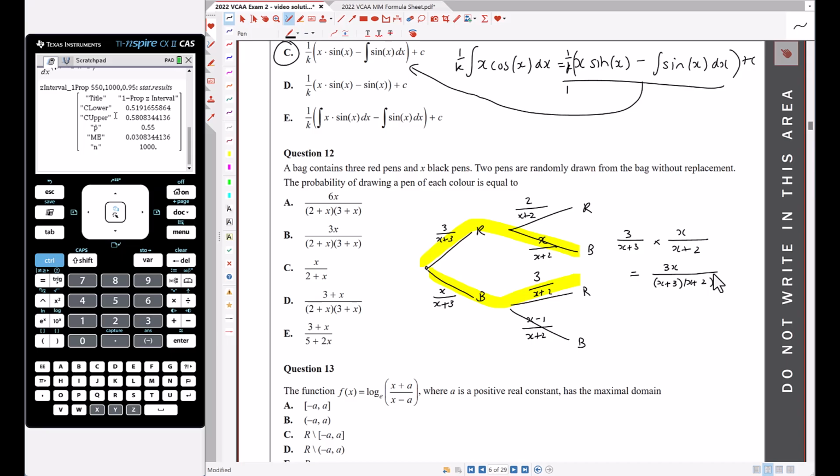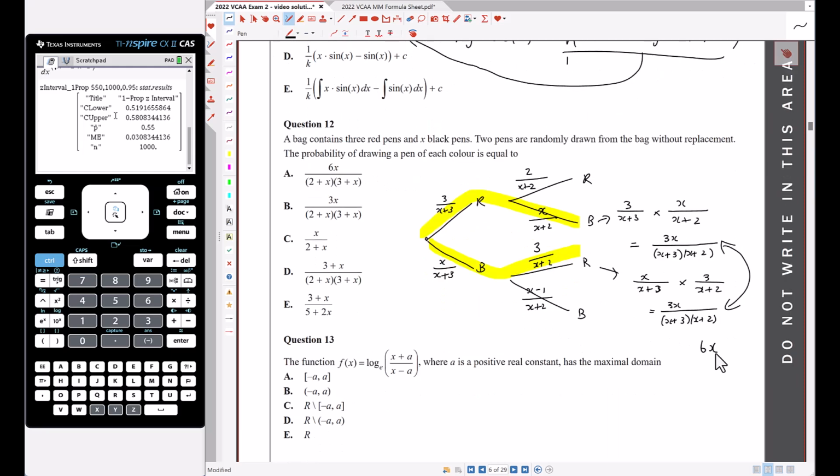Okay, so that's this probability, and then this one here will be X on X plus 3 times 3 on X plus 2, so it's actually going to give us the same thing, 3X on X plus 3 times X plus 2. And so therefore we're going to add those two probabilities together, which means we're going to have 6X on X plus 3 times X plus 2, which is option A.